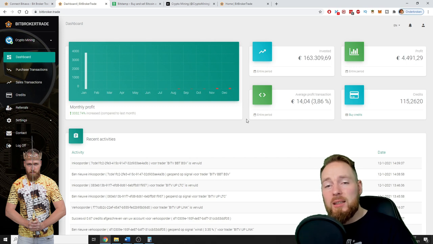So guys, what I would like to know, what are your settings on the trader? What do you think of my settings? If you input my settings, I made some nice profits.